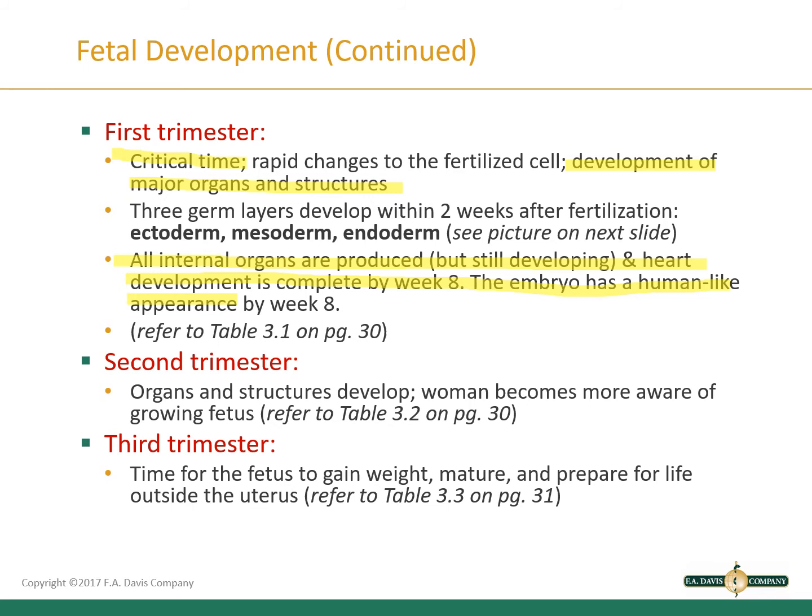Another one to take note of is month 3 on table 3.1. This is when the sex of the fetus can be determined by examining those external organs, and bone tissue starts replacing the cartilage.